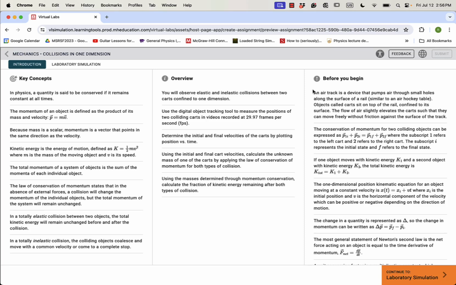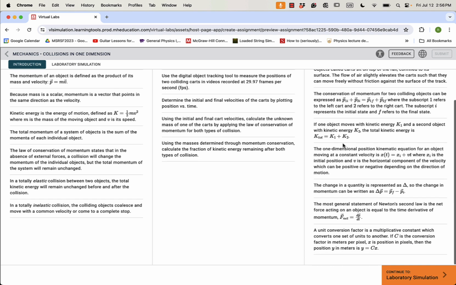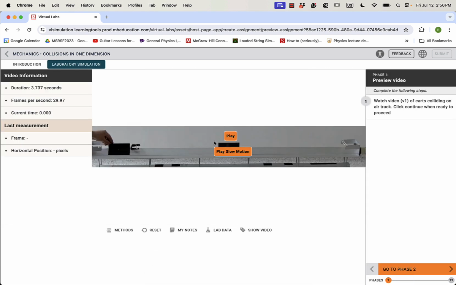This video will show you how to complete lab 10. It's based on collision of objects in one dimension. So you can read the key concepts that are involved in this lab. You can see the overview of this lab and some of the physics equations that you need to know to complete the lab. Alright, so first play the video to see the phenomena.